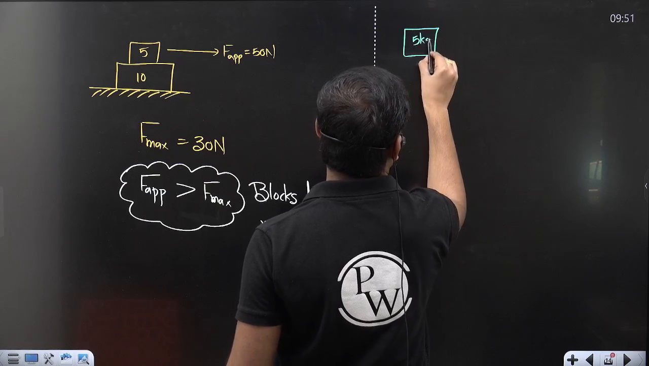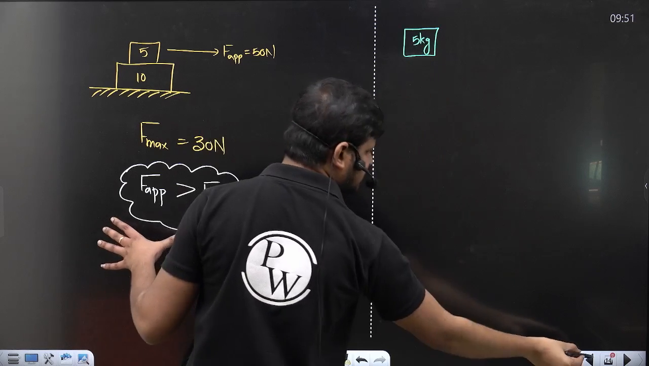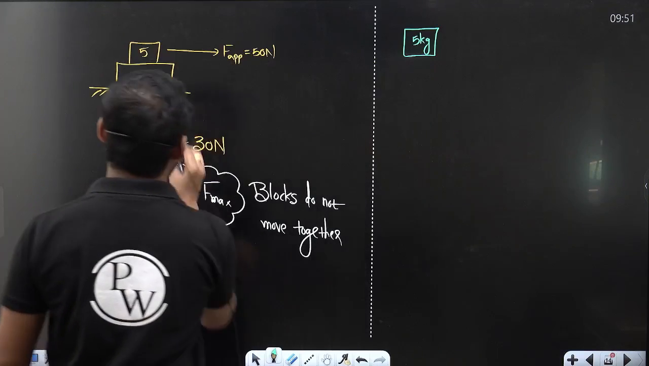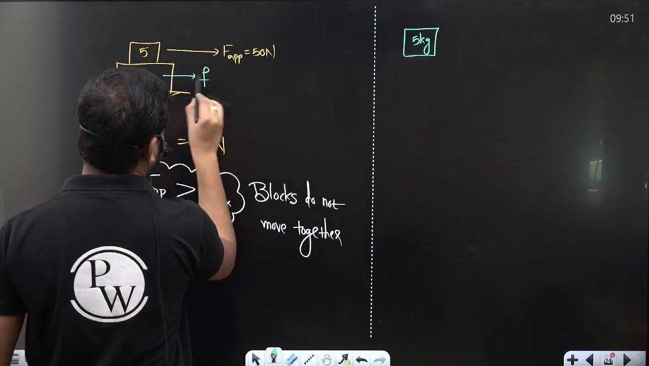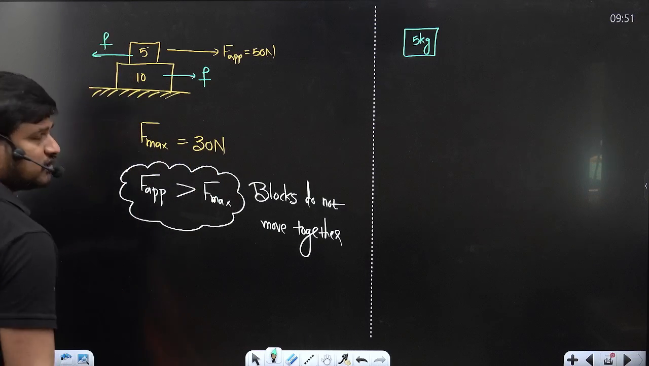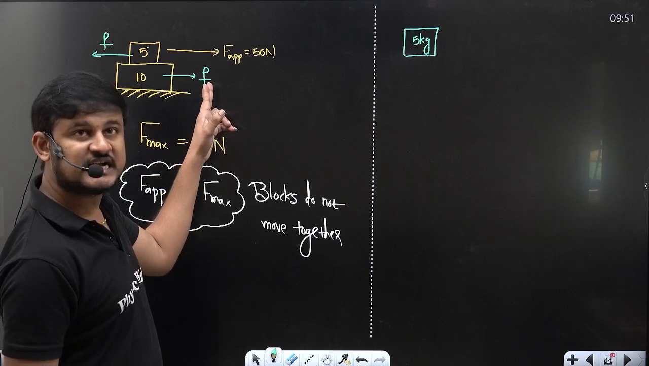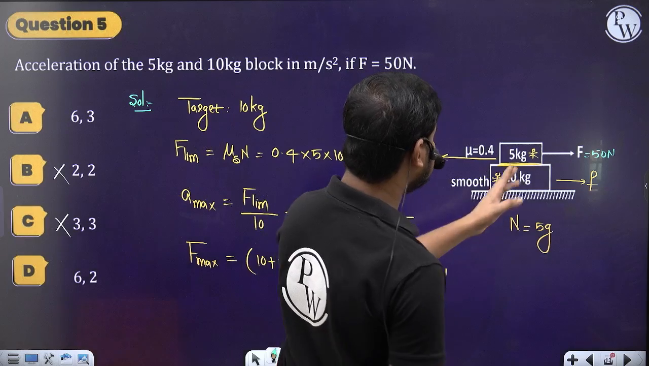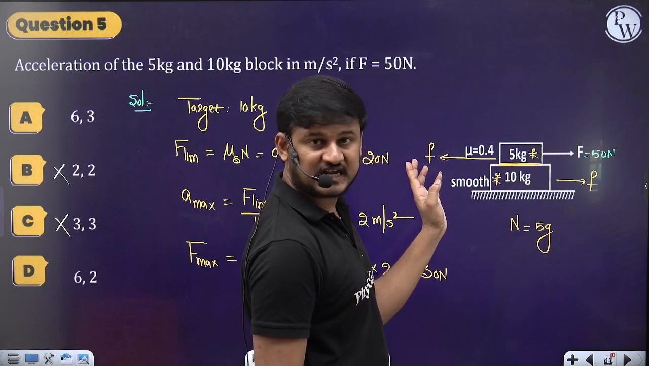On the 5 kg block, the friction plays the role here, whatever the concept that we discussed. On the 10 kg block, the friction is acting right side. And on this 5 kg block, the friction is acting left side. Yes or no? Clear?